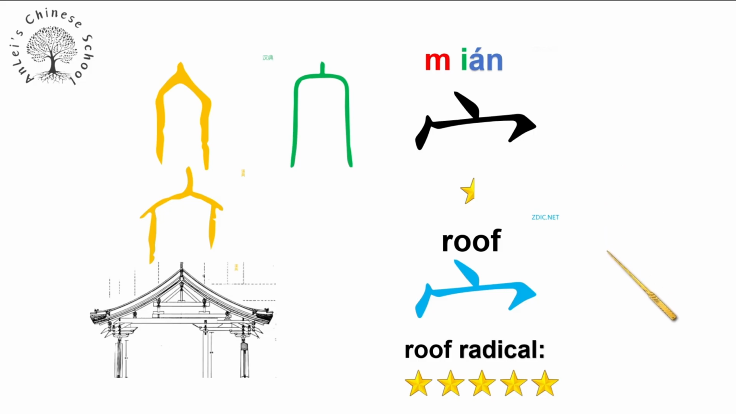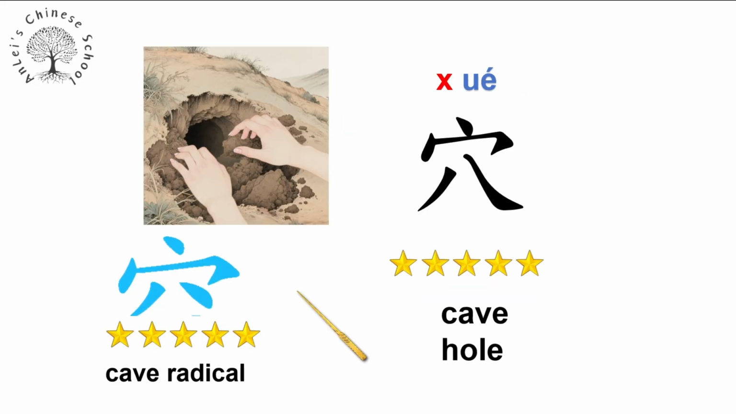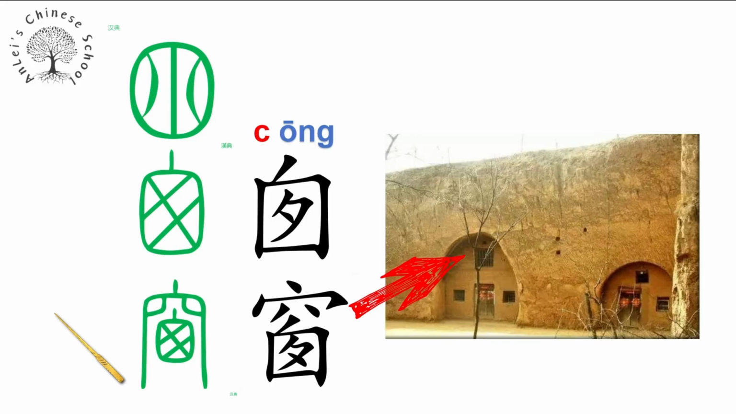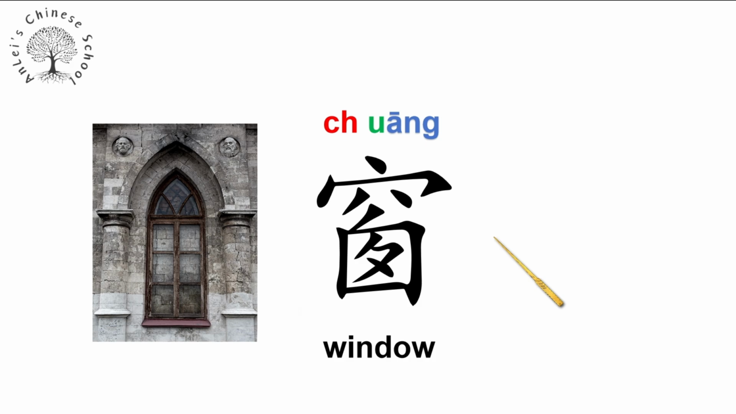We have learned the roof radical and the cave radical. Let's take a look at the small script. The character cong has another kind of writing, with a cave radical put on top of the character. In northwest China, people live in cave dwellings. It's just like this character. And what does it mean? This character is chuang, window.